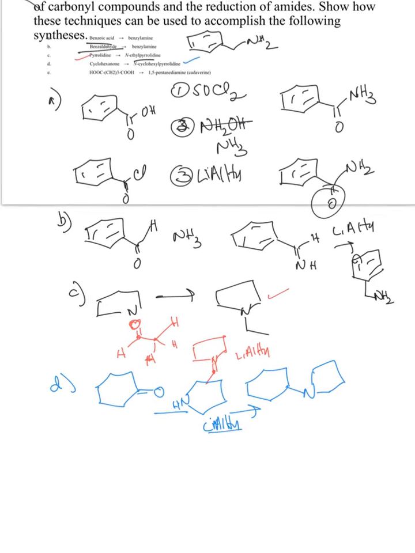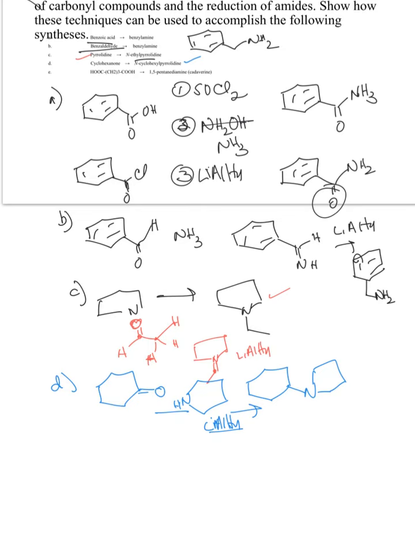Okay, the last one here, actually the way I did this is I just basically took this 5 carbon, 1, 2, 3, 4, 5, reacted with thionyl chloride, kind of what you do with acid chlorides, and then reacted with excess ammonia, and then lithium aluminum hydride and H3O+.